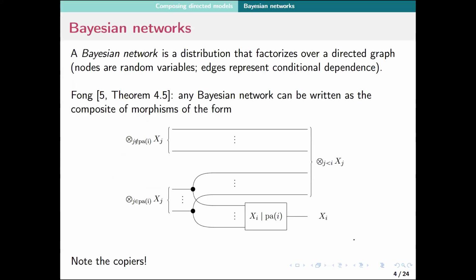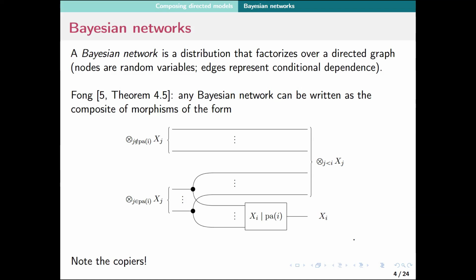Okay, so what is a Bayesian network? I don't have time to give a full definition, but I can give you an intuition. It's a probability distribution that factorizes over a directed graph, and this is why it's directed. The nodes in your graph are like random variables, and then the edges represent conditional dependence in your distribution structure.